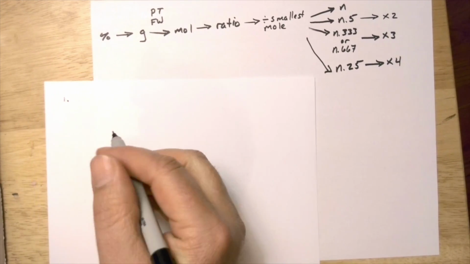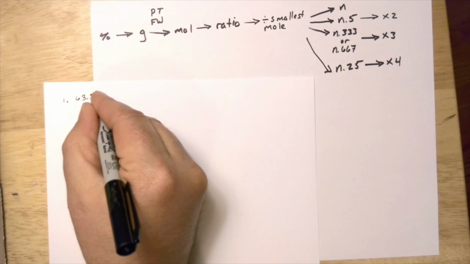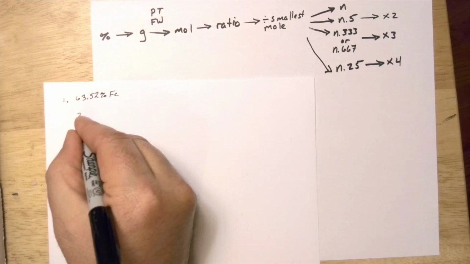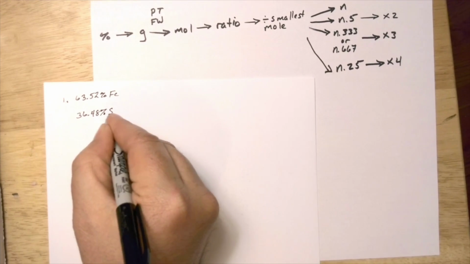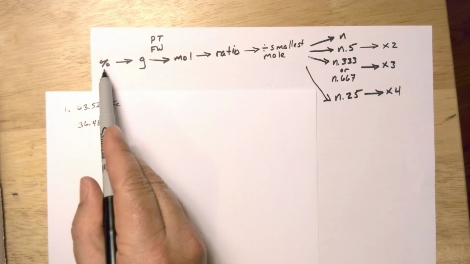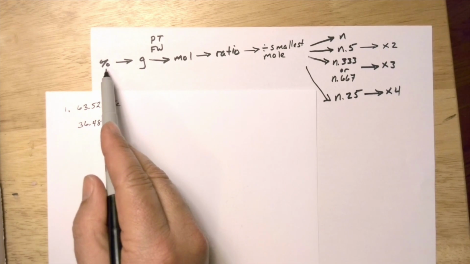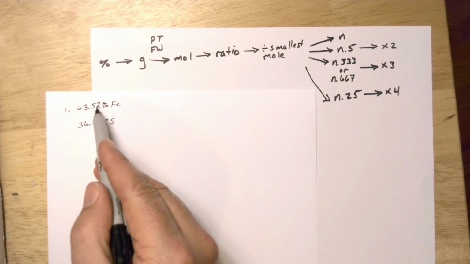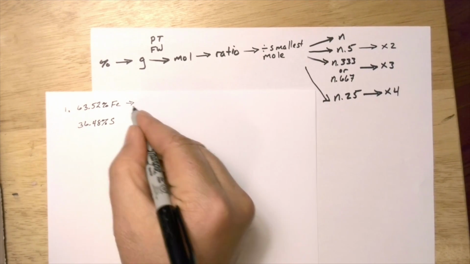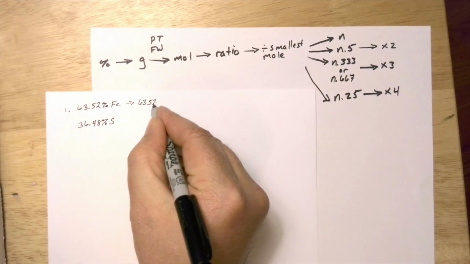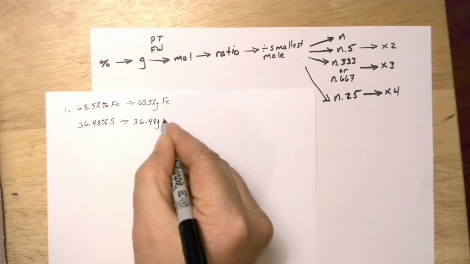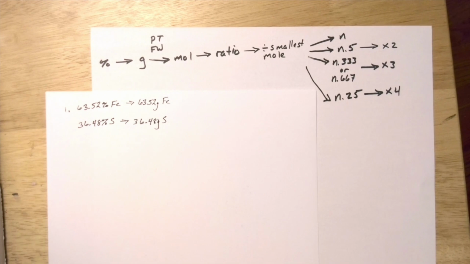For number one, we have 63.52% iron and 36.48% sulfur. Okay, so now on the flow chart, since we're starting with percentages, the first step is assume you have 100 grams. So all we're doing is just changing the signs from percentage to grams. If you add these two values together here, you should get 100% or something very close to 100%. So that means we would have 63.52 grams of iron and 36.48 grams of sulfur. So now the next step is convert the grams to moles.